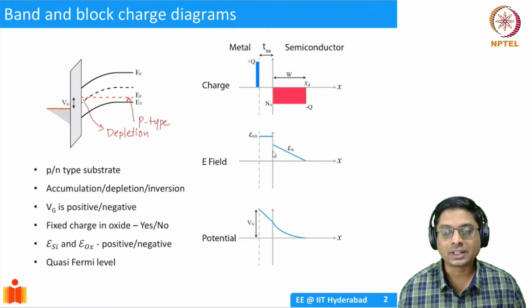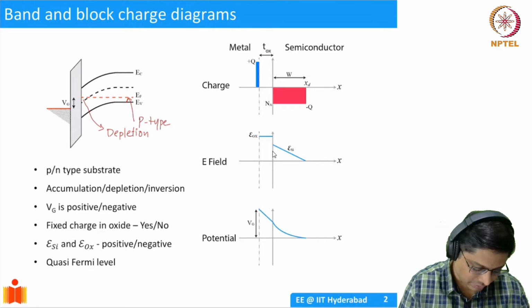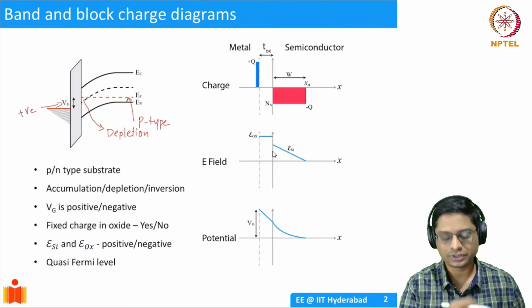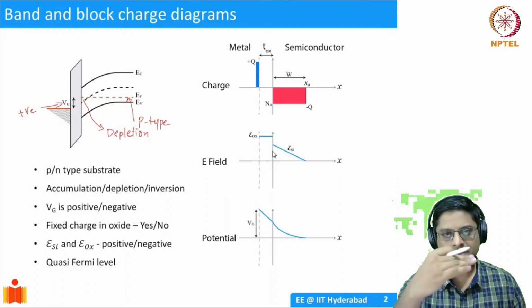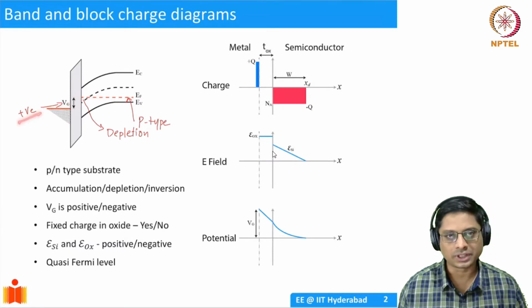Okay. And what is the applied gate voltage? Well, the applied gate voltage in this case is positive, right? The reason is whenever you apply a positive gate voltage relative to the substrate here, the Fermi level moves down, right? The Fermi level in the semiconductor is here, and relative to that, this has moved down by this much distance. So that is a positive applied voltage.